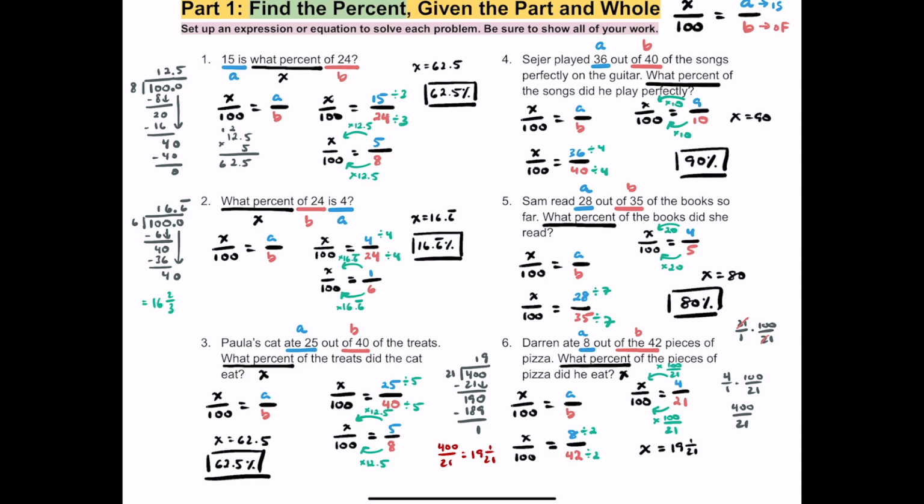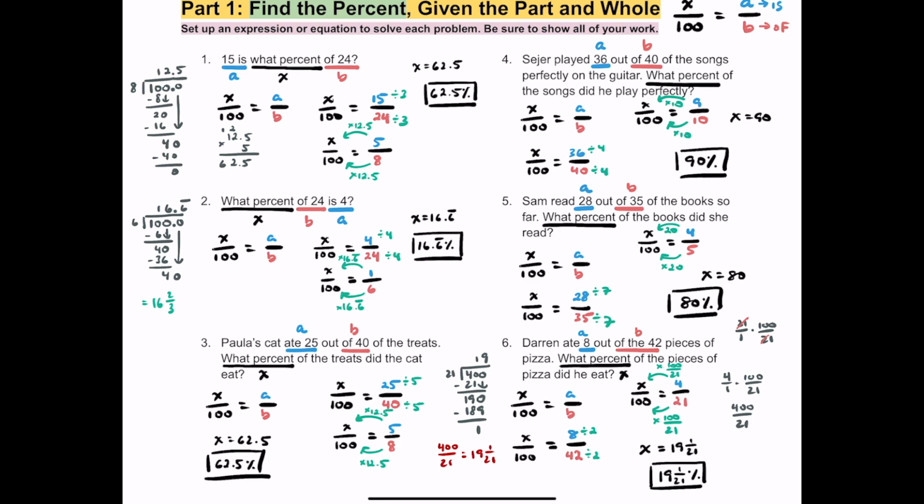Okay, so after all, what did we really find out here when Darren ate 8 out of the 42 slices of pizza? I know it's very precise here. It's about 19%, but to be exact, it's slightly more. It's 19 and 1/21%. So go ahead and put that right over here.